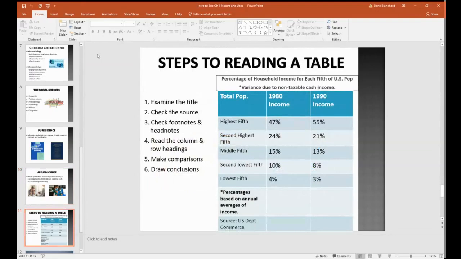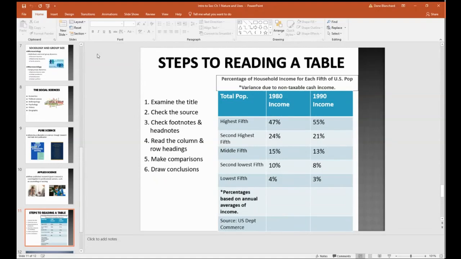Next, we have the steps to reading a table. The reason that this is so important is that we need to understand how to read charts and tables and line graphs, because they're put in place to give us some understanding, to convey some sort of meaning and give us some sort of information. So let's take a look at the ways to actually read tables and charts.